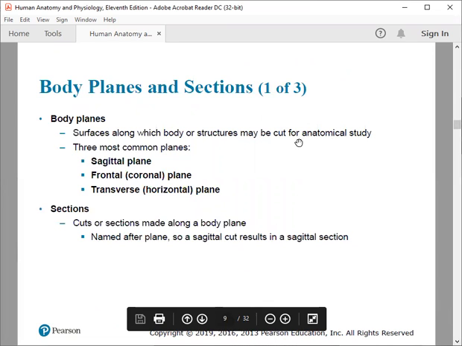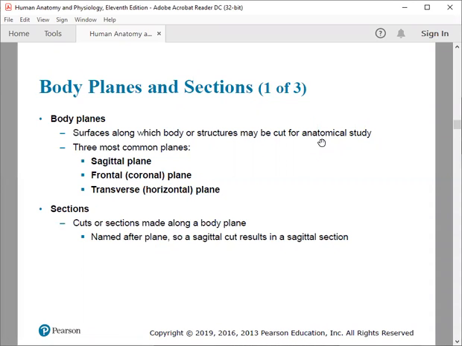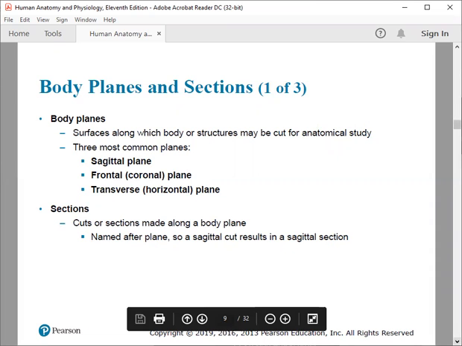All right, next section is body planes. These are, if you were to hypothetically slice through the body, what are the different structures that you would see? And you need to know that reference point for where that slice is. So the three most common ones are sagittal, frontal or coronal, and transverse or horizontal. And we will look at what each one of these are.